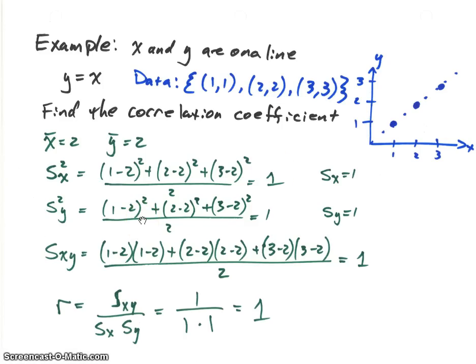And because the x data and the y data are identical, we have the same thing for the y data. The sample variance is 1, and therefore the sample standard deviation is 1.